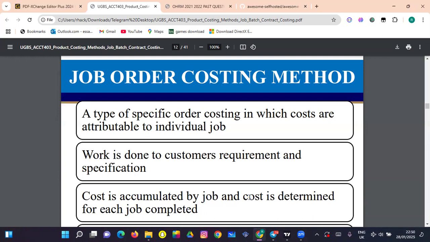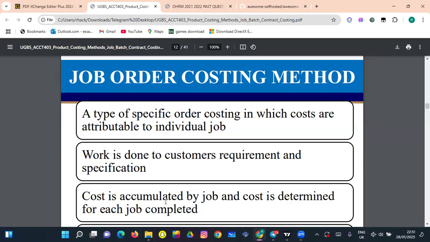If you are a seamstress or a tailor, and you are told to sew, let's say, a wedding gown for someone, you are going to sew it how he or she likes it, right? So this and batch don't really have a difference. The difference between job and batch is that for batch, the job is being done in plenty, like many. So we'll talk about that soon.